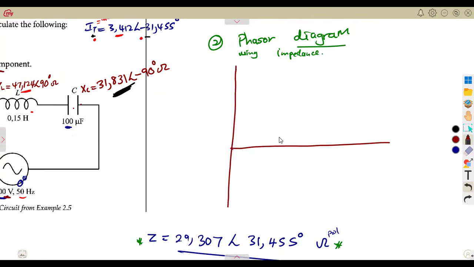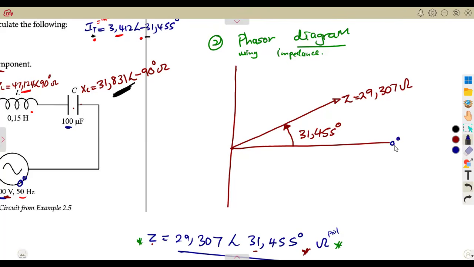So remember, when using impedance, you're going to have the total impedance, whether it's this side or this side, which is being given by the angle. Remember, on the introduction, I said positive, you go in the anti-clockwise. So you say the Z is at 31.45 degrees, just before 90 degrees. So we're going to have something like this, representing our Z. So the value is 29,307 ohms, separated by the angle of 31,455 degrees. We are going in the anti-clockwise because it is positive.